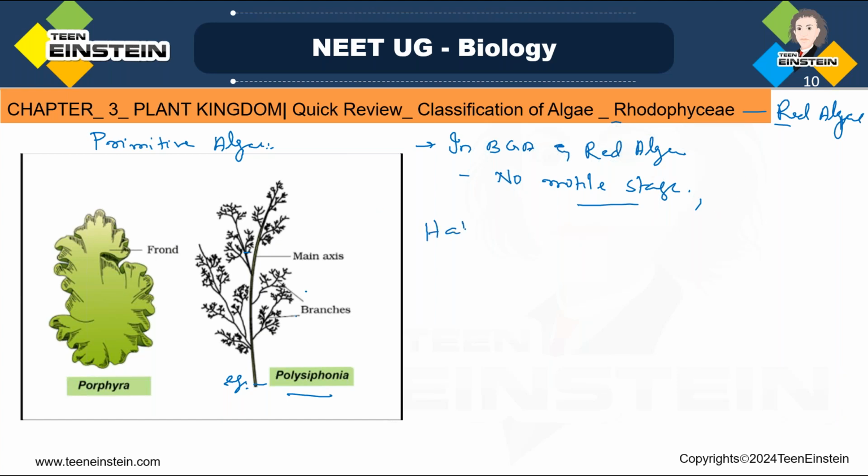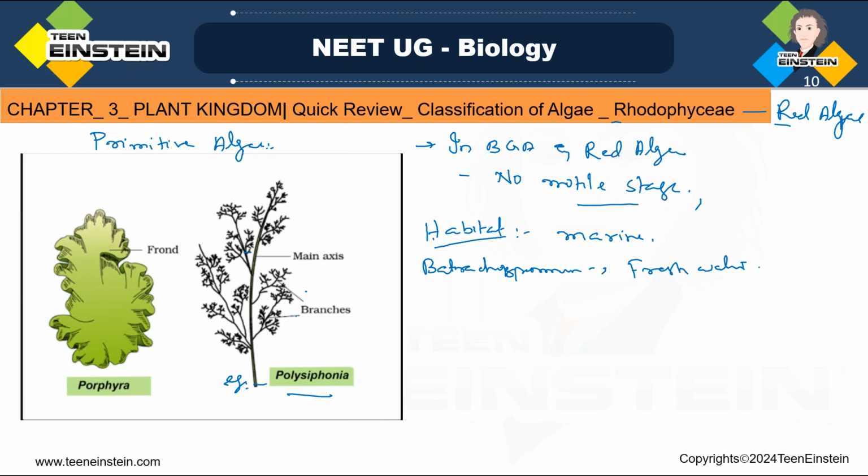Then what about the habitat? Red algae are mainly found in marine water, and in greater concentration they are found in warmer areas. But freshwater forms are also there. Here also exceptional cases are coming. Batrachospermum is the red alga which is found in fresh water. This is a freshwater form, mainly seen in rivers and such.